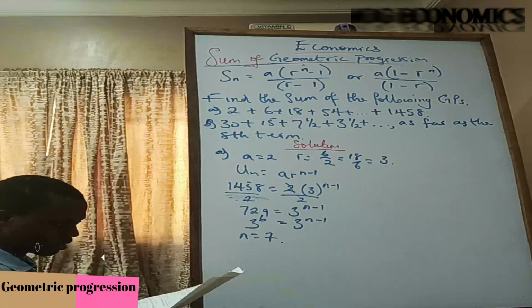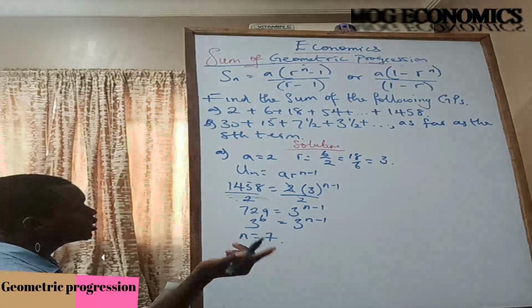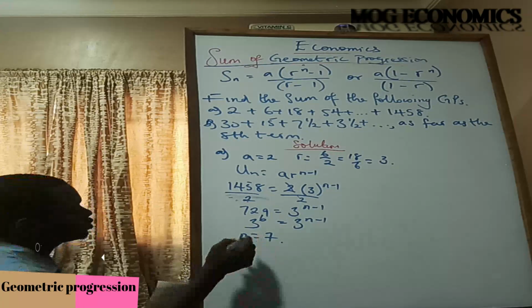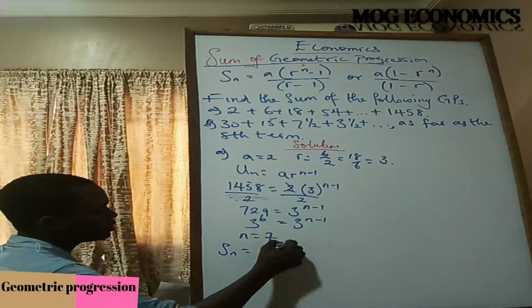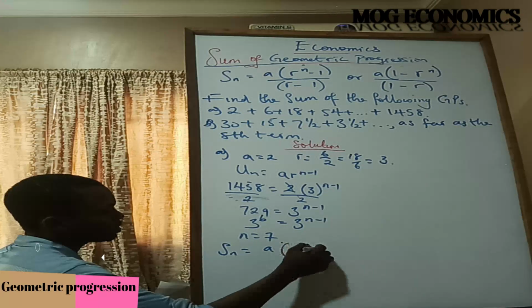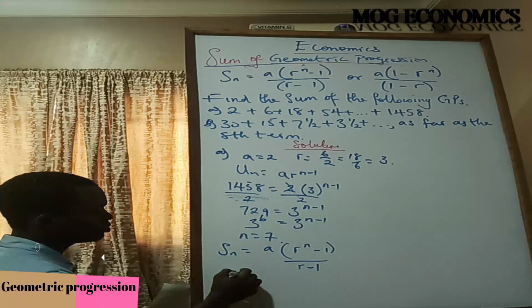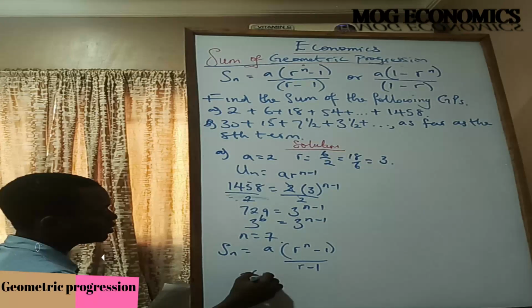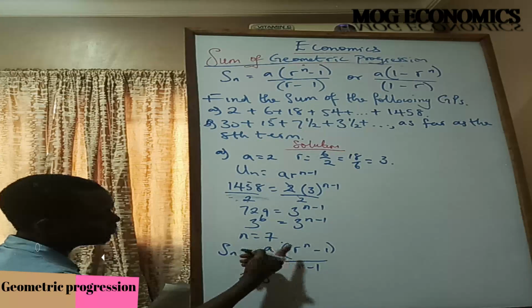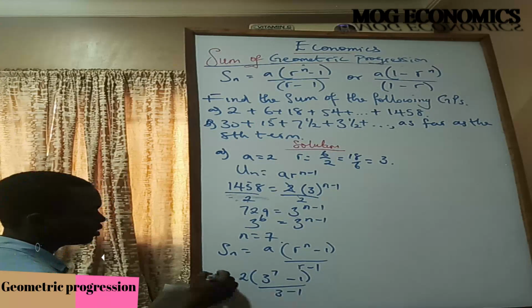So is that correct, what I have here? 7 terms, yeah. So after 7 terms, what then should we do? Question says you find the sum. So how do we find our sum? Sum equals a into bracket, this one I'll be using, r to the n minus 1 over r minus 1. So a is 2, 2 into bracket. r is 3, 3 raised to power, now we have our n to be 7, 3 raised to power 7 minus 1, and divided by 3 minus 1.